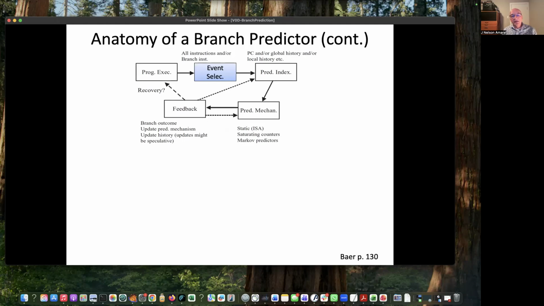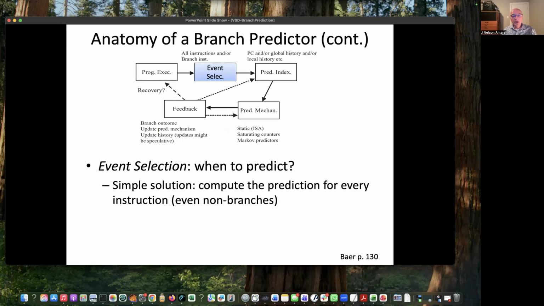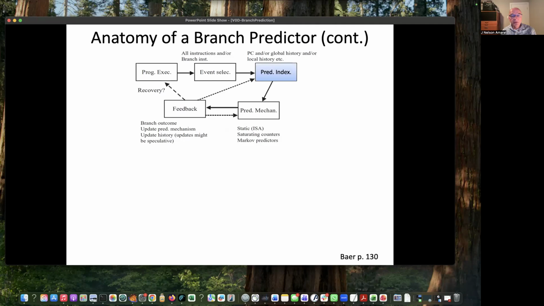Next, I need to select the branch that I'm going to predict. So the question is, when should I be doing a prediction? A simple solution, and this is a solution that is adopted by most of the current architectures, is that I'll compute a prediction for every instruction that I fetch, even the instructions that are not branches. The idea here is that I compute the prediction, but later I decide whether I need to use the prediction or not. I'm only going to use the prediction if the instruction that I have fetched was a branch.